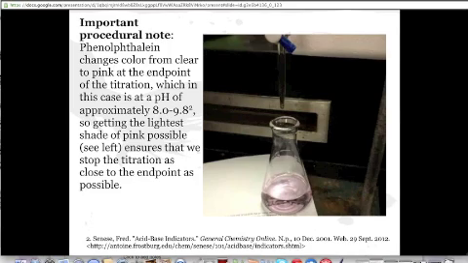And a very important thing to be aware of is the color pink that your indicator turns. Phenolphthalein will change color at the end point of our titration. In this case, it happens at about a pH of 8.0 to 9.8. But we want to get a really light shade of pink, because that's when the endpoint starts. And if we get a darker shade of pink, we will have used extra base, and therefore our calculations will be very off. In fact, we had to throw away some trials because of this.